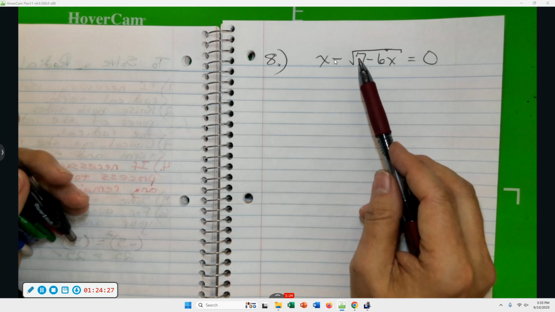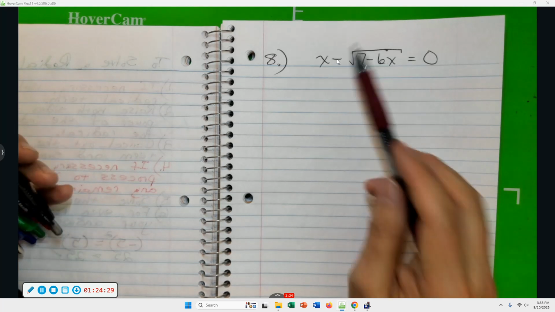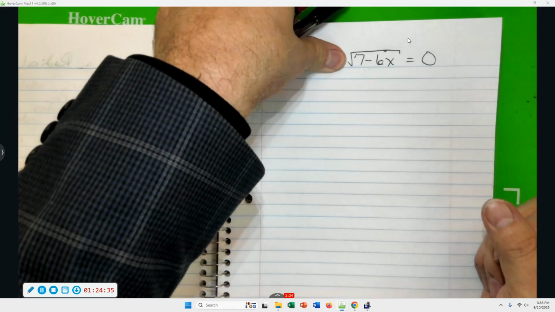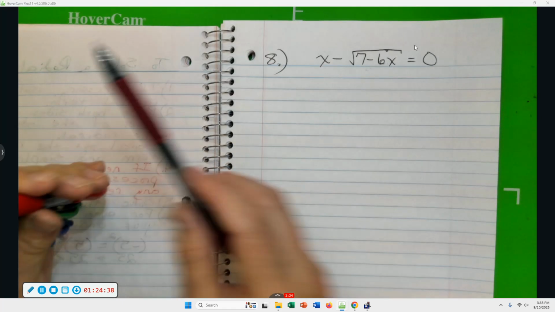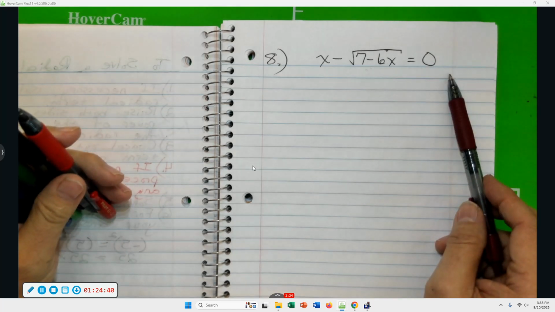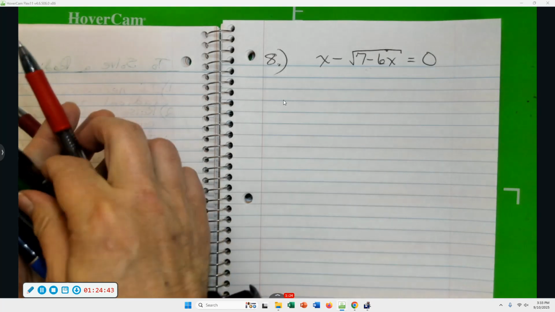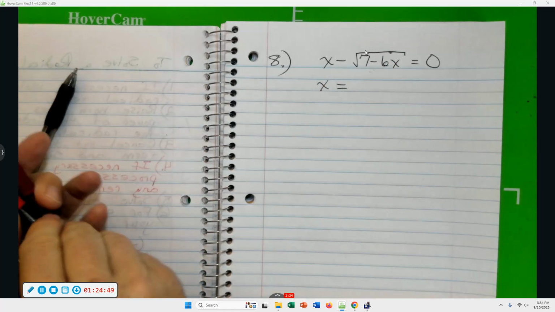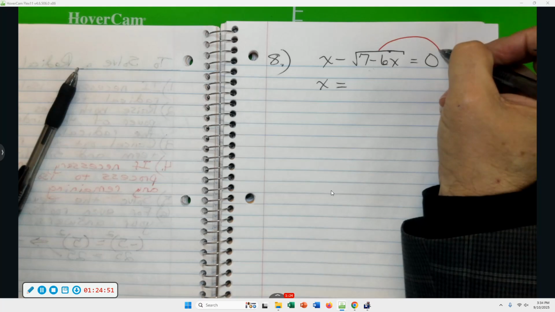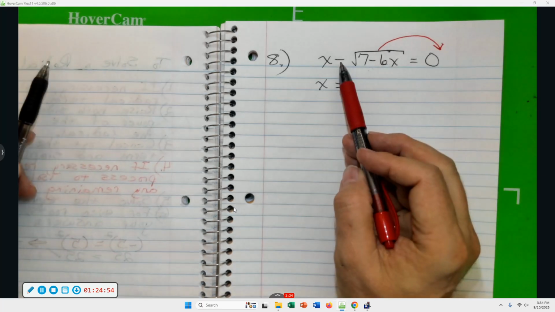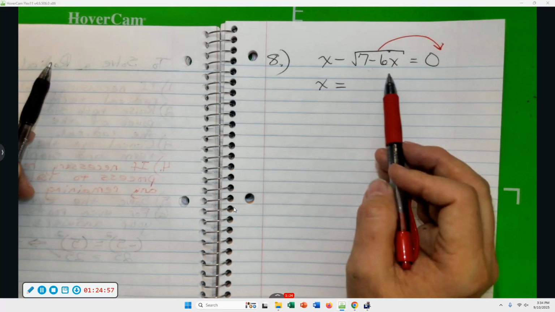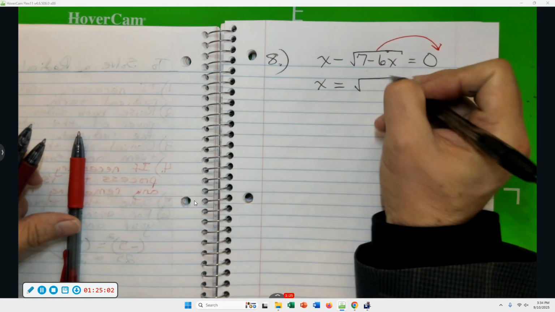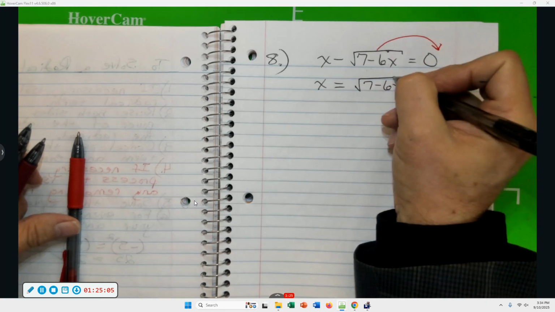Because look at what we have here. We have a minus in front and we have that x. What could we do? We want that radical by itself on one side. Move the radical term to the other side. When we do that, we'll have x equals, we'll pick this up and move it over. All that's going to do is change the sign in front. It doesn't change what's underneath that radical. You just have a positive square root of 7 minus 6x.